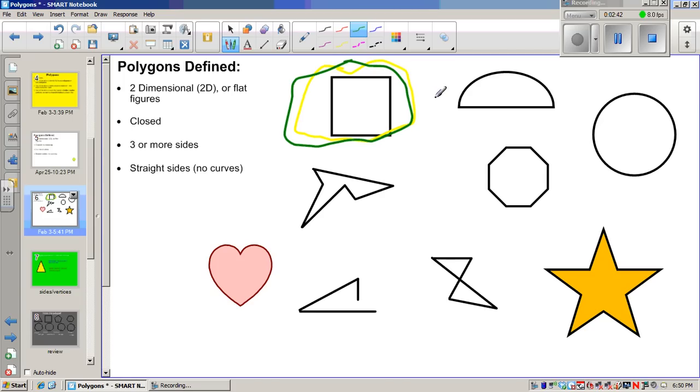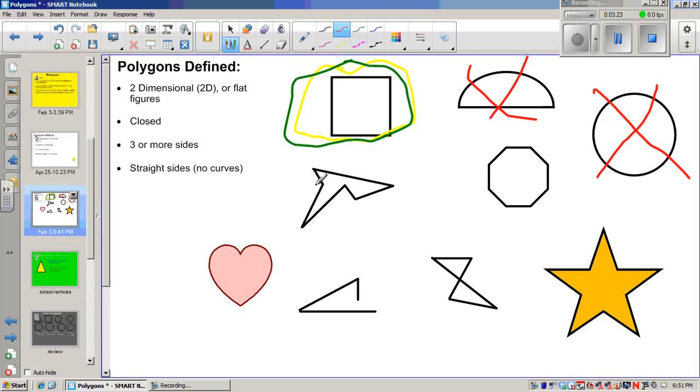That is a polygon. Let's take a look at this half circle here, or half oval. Two-dimensional? Yep, it's flat. Closed? I don't see any openings in it. Three or more sides? Well, now things are getting tricky. I could call this a side, and I guess we'll call this curved side a side, but that's only two sides. Also, it doesn't follow the straight sides, no curves rule. So this is not a polygon. And if this isn't a polygon, then this circle definitely is not a polygon. It has only one side, and it has lots of curves.